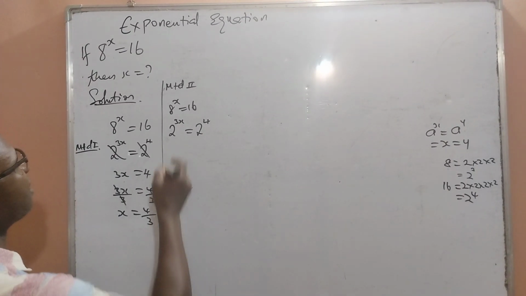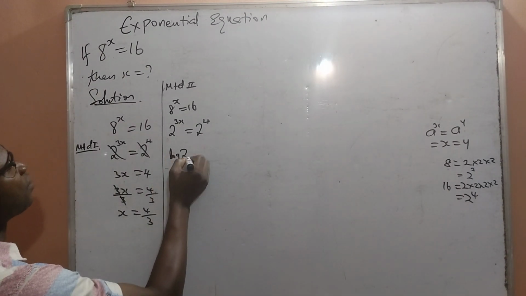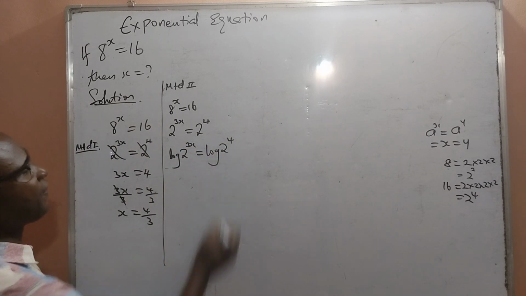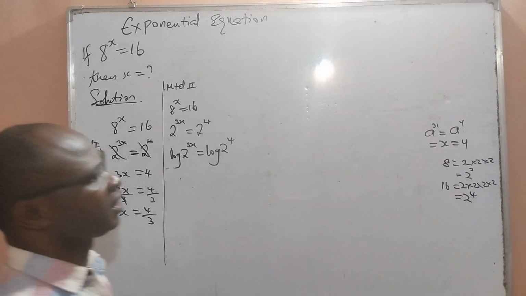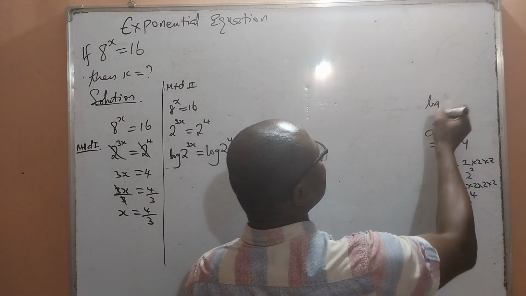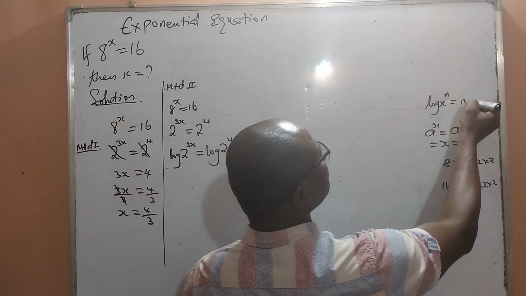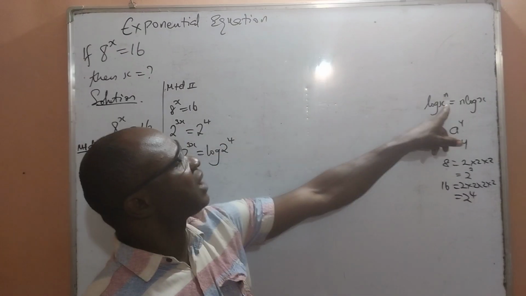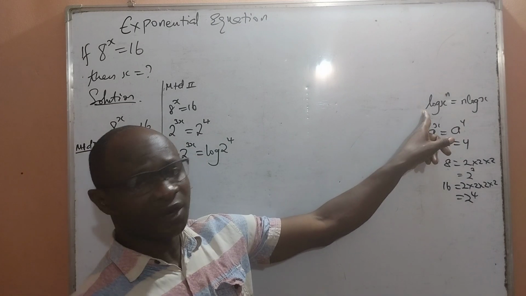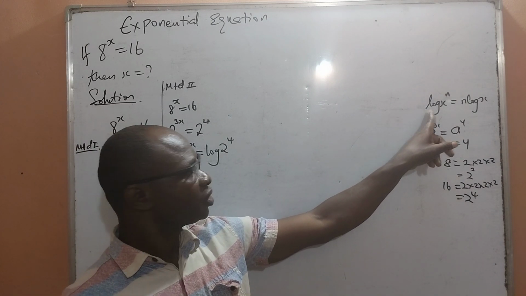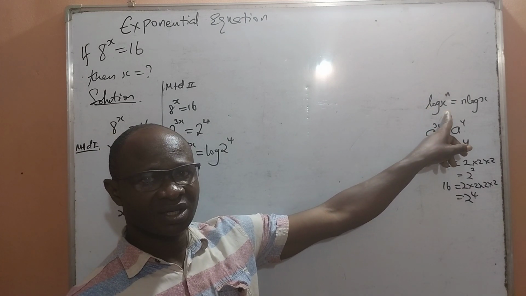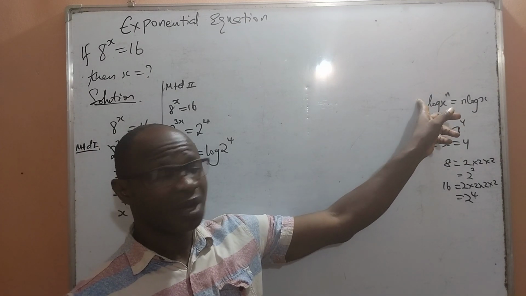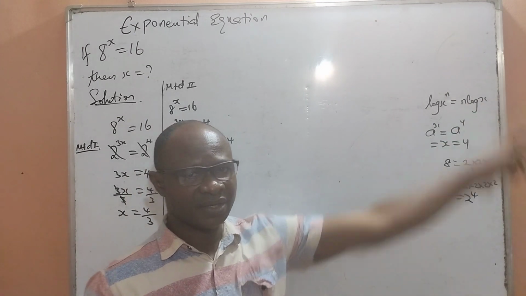Now, log of 2 raised to power 3x is equal to log of 2 raised to power 4. By law of logarithm, if I give you the log of x raised to power n, it is equal to n log x. What it means is that the power of x will come to the front and be used to multiply the log of x. So log x raised to power n is equal to the power multiplying log x.